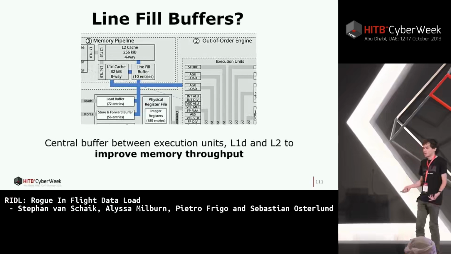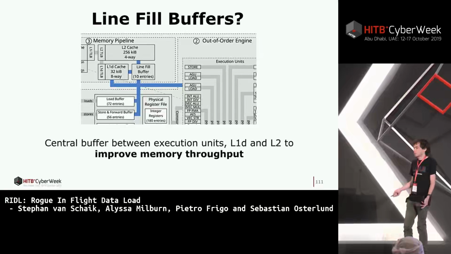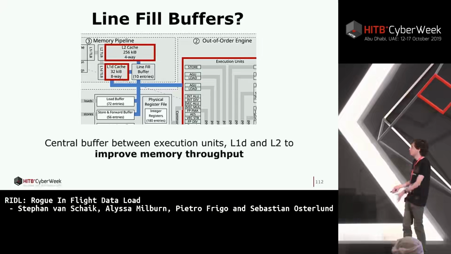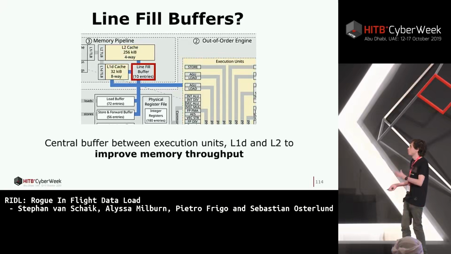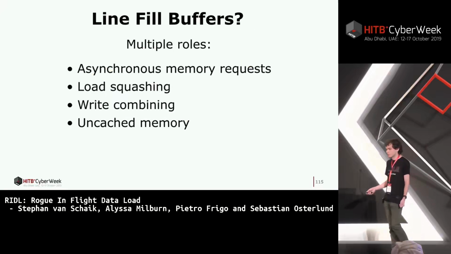So again, you have the diagram here. And line fill buffers are basically central buffers. To show this, we have the caches here together with the execution units where the instructions are being run. And right in the middle there, you have the line fill buffers sitting right between the caches and the execution units, and they're there basically to improve your memory throughput.